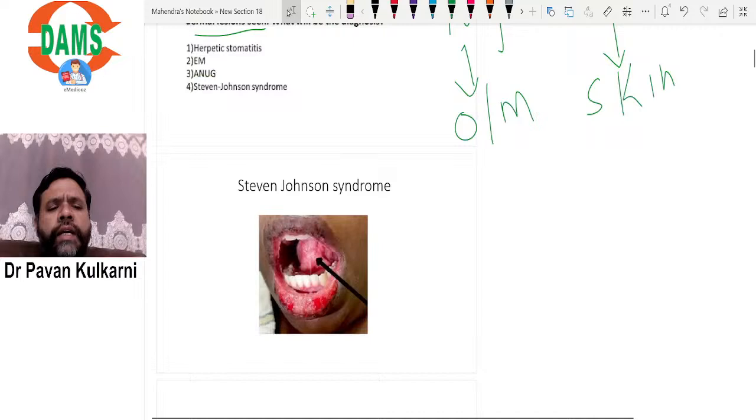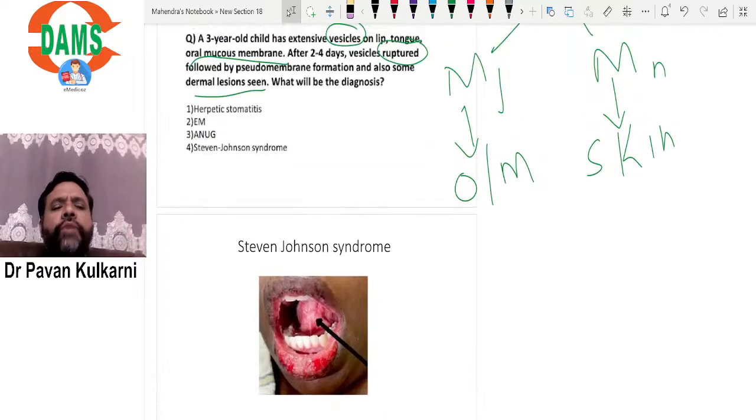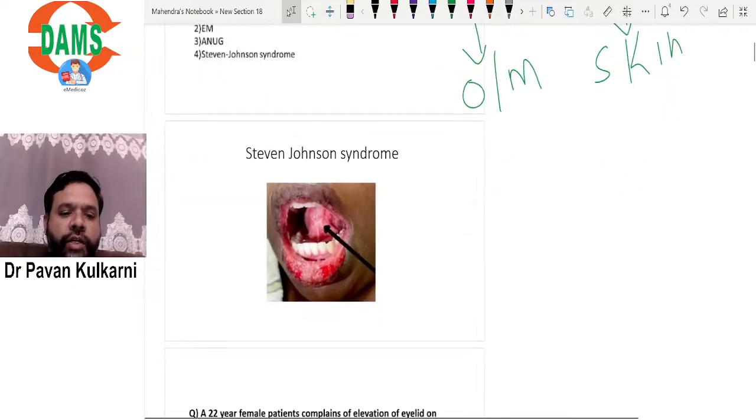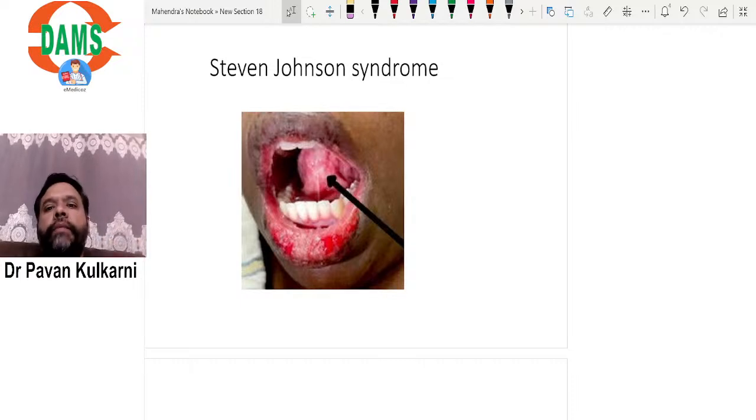Here in Stevens-Johnson syndrome, we can see it will have oral manifestations, extensive crusts, vesicles will be ruptured, and there will be bleeding and crusting. Blood will be oozing out continuously. You can see carefully in this image, there will be oozing of blood from the lips particularly. Remember, the most common site in Stevens-Johnson syndrome is the lips.